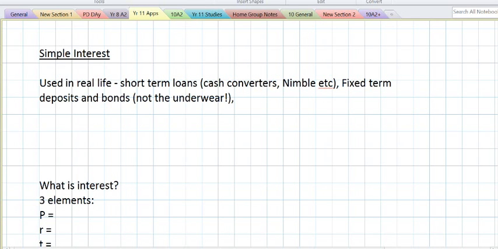Most of the time, when we're talking about car loans or home loans, we are talking about something called compound interest. However, in order to understand compound interest properly, we need to look at simple interest first. And there are some circumstances where simple interest is applicable, and that is short-term loans.